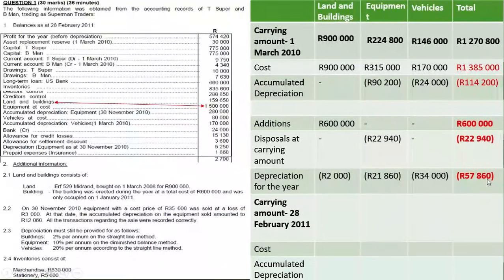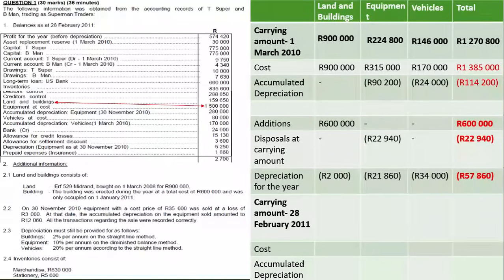It's 57,860 rand, and we put them in brackets. So now that we are done with the movements during the year and the depreciation for the year, we do our last section, which is carrying amount as at 28 February 2011 or as at the end of the period.